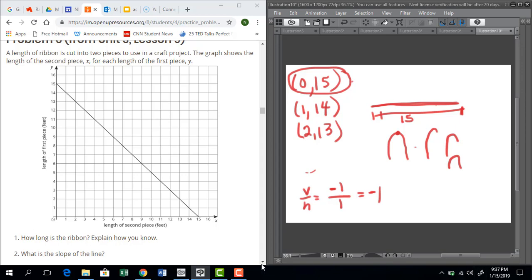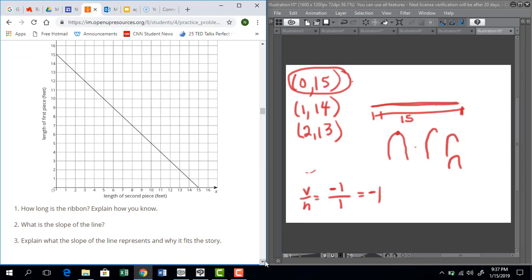The last question asks, explain what the slope of the line represents and why it fits the story. The slope of the line represents how you're bending the ribbon. It represents that every foot of ribbon you lose from the first piece, you gain a foot of ribbon in the second piece. That's what it means.